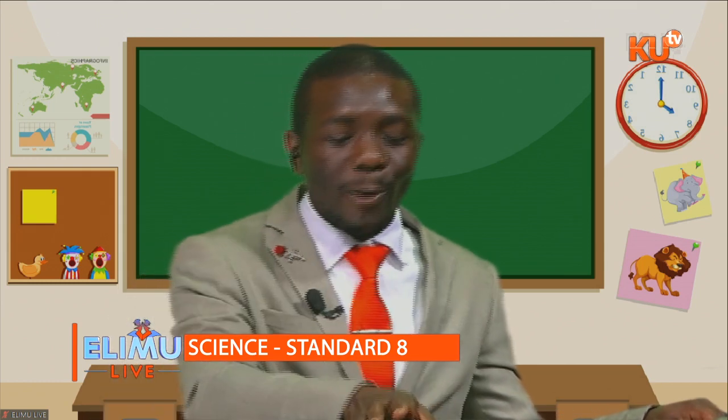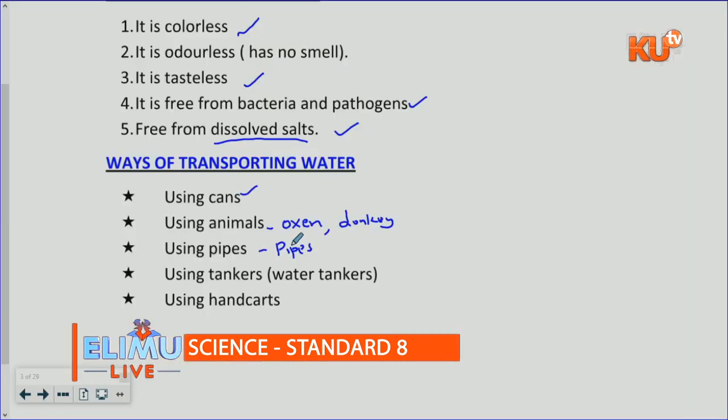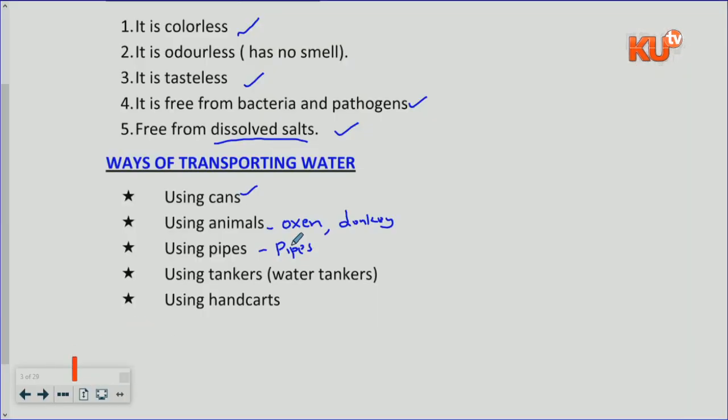The best way of transporting water in rural areas is by use of animals. When you talk about animals, even human beings are animals. So we are an animal and we are a living thing. We have another way of transporting water using tankers. Candidates, can you mark the word tankers? The word tankers is different from the word tank.